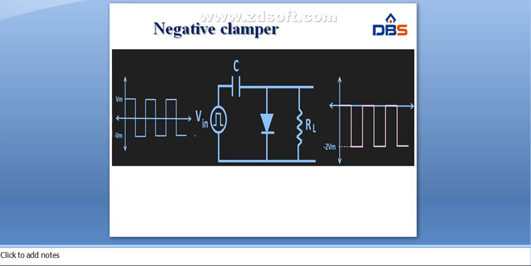So during the positive half cycle of the input, the diode is forward biased, and as the diode conducts, the capacitor charges very quickly. During the negative half cycle of the input, the diode will be reverse biased and will not conduct. The output voltage will be equal to the sum of the applied input voltage and the charge stored in the capacitor.